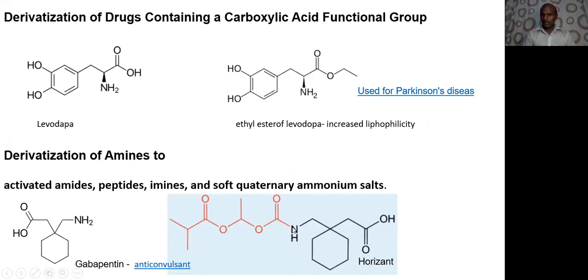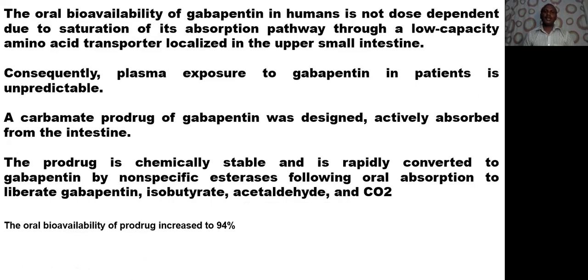See here, NH C double bond O, and we call it a carbamate. It is similar to the ester. The amine is converted into carbamate, and then that will be easily absorbed through the intestine. It is stable, and it can be easily converted into gabapentin. Gabapentin will be liberated, and you will have the other moieties, isobutyrate, acetaldehyde and CO2, and the oral bioavailability of the prodrug increased to almost 94%.